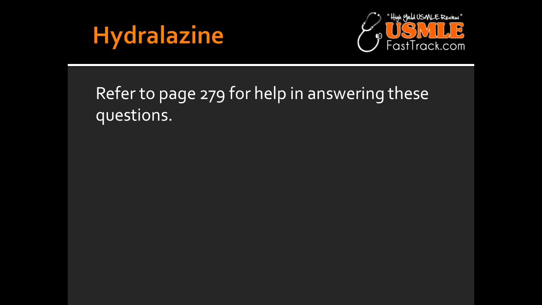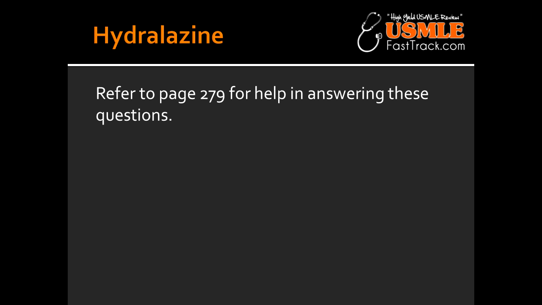In what condition is hydralazine a first-line therapy drug? Hydralazine is a first-line therapy drug for hypertension in pregnancy, along with methyldopa. What is the reason why hydralazine is frequently co-administered with beta blocker? The reason hydralazine is frequently co-administered with beta blocker is to prevent reflex tachycardia.